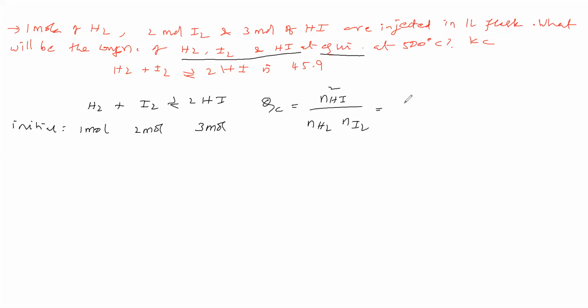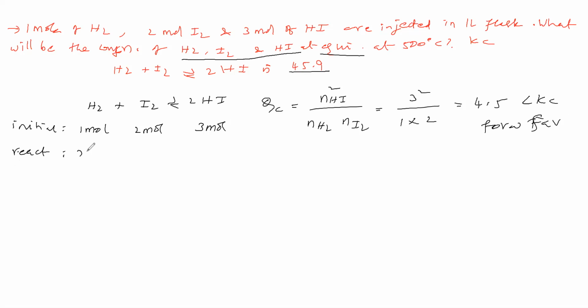So HI is 3 moles that we have substituted, H2 1 mole, I2 2 moles. So Qc we are getting is 4.5. Now this Qc we will compare with Kc. Kc is 45.9. Qc is less than Kc. Therefore, forward is favoring.